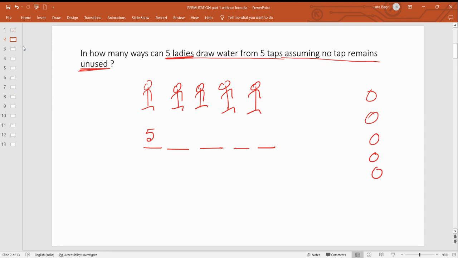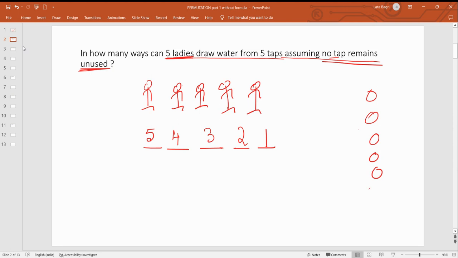So similarly, that lady can select any of the taps. So she has five options, so she can select it in five ways. The second lady has four options because one tap is already being used. Similarly, the third one has three, the second one has two, and the last one has only one option left. Only one way in which this last lady can draw water. The reason is that no tap shall remain unused, so every tap shall be used.